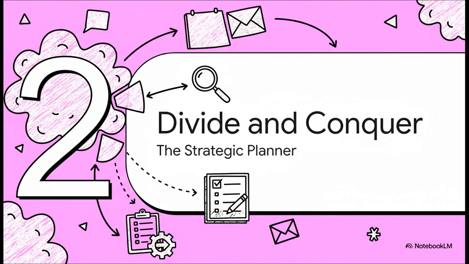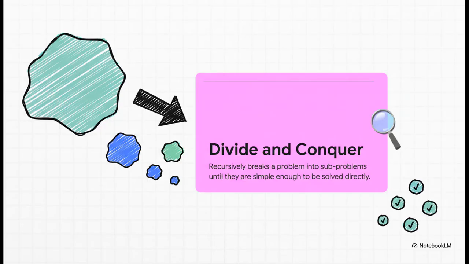Okay, time to switch gears and meet our strategic planner. This approach couldn't be more different. It looks at a big problem and says, nope, not going to tackle that head-on. The whole philosophy here is that if a problem is too big and intimidating, just chop it up. Keep chopping it into smaller, identical pieces until the pieces are so tiny that solving them is a total no-brainer.